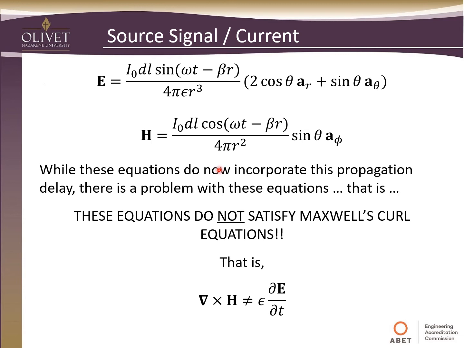And these will all be fine and good, right? Except there's one problem. If we take these and substitute them back into Maxwell's curl equation, which is the curl of H has to equal the partial of the electric field with respect to time, guess what? This does not satisfy Maxwell's equations. So therefore we have a problem. These equations are not valid, and so they will not accurately describe, in general, our electromagnetic field that is generated from this antenna. So what are we to do?